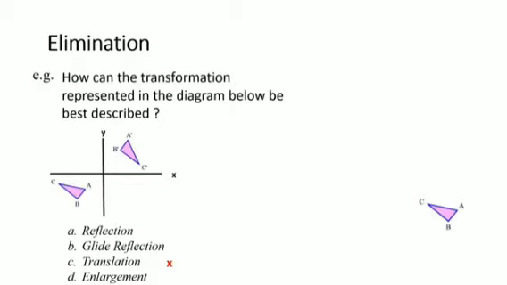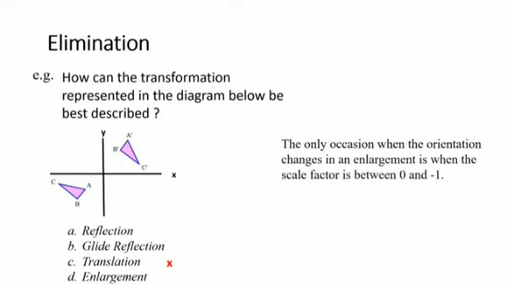Let us examine if it is an enlargement. An enlargement generally magnifies the pre-image. However, it can get smaller if the scale factor is between -1 and 1. However, because the orientation changed, this only happens when the scale factor is between 0 and -1. Clearly, the scale factor is on the positive side. This eliminates this being an enlargement.